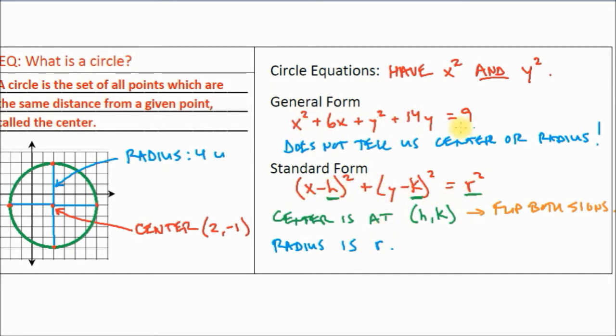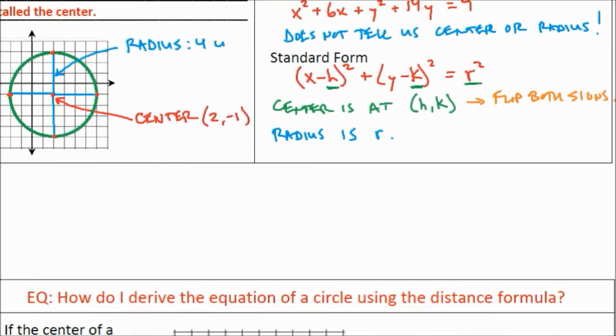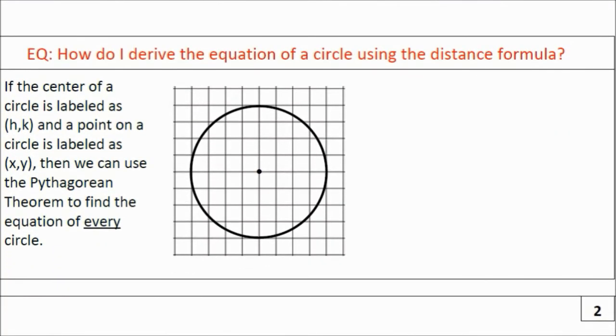In general form, you really can't find out anything about the circle, where it is or what size it is. So we want to be able to get everything we can in standard form so we can actually know something about the circle. All right, and we're going to move on. I've got about 7 minutes to go. Let's go to the bottom flap here.